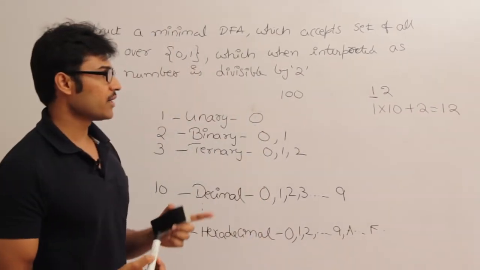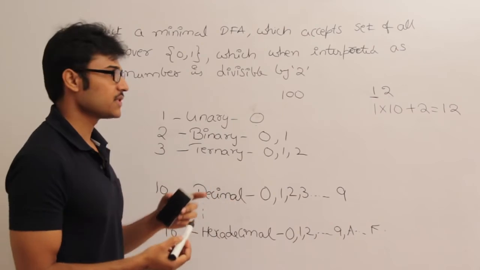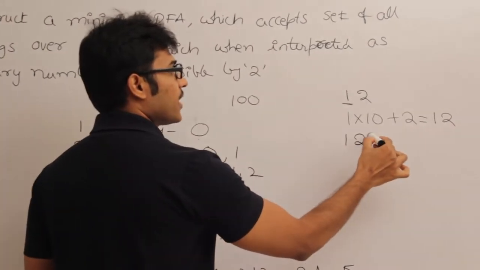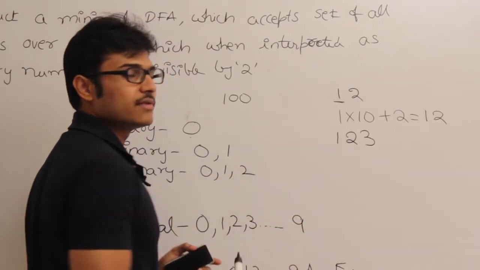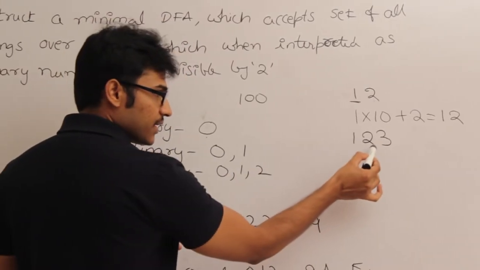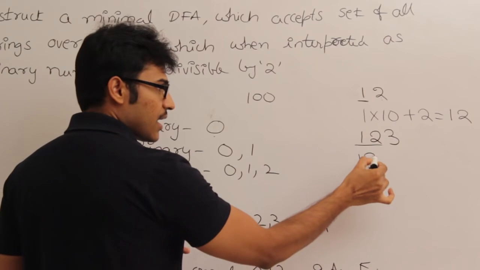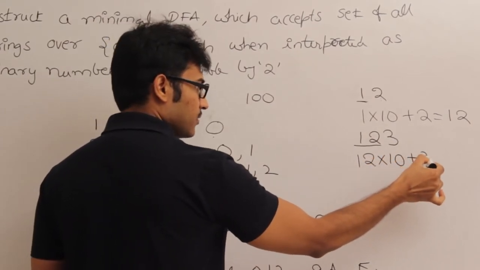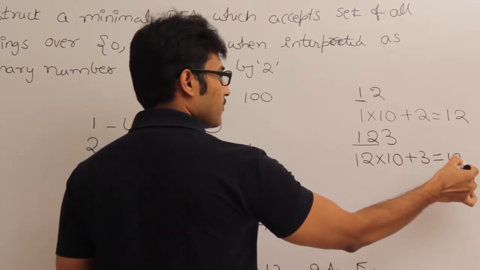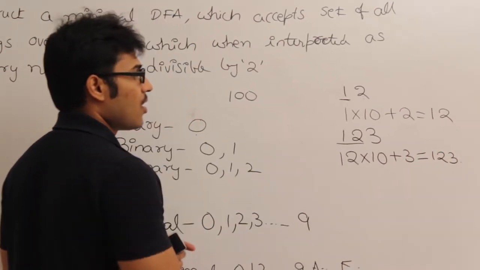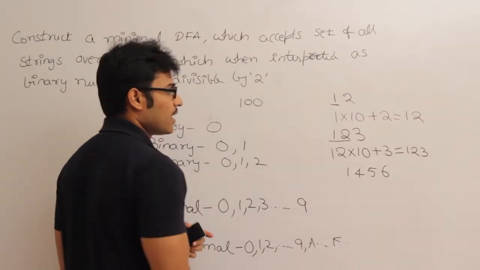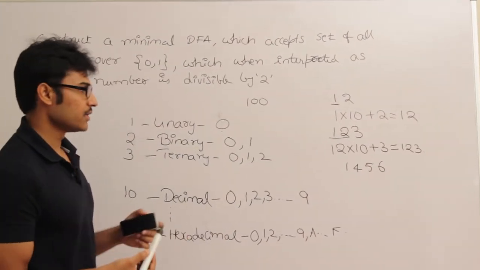This is a very important point. I am going to extend this to other number systems as well. Now if there is 12, if I write 3 here, it is going to be 123. How did we get this? Take the existing number 12 and multiply with the base 10 and add the new number 3, that equals 123, right? Or you can even take 1 4 5 6, right? Let's see how to evaluate this.